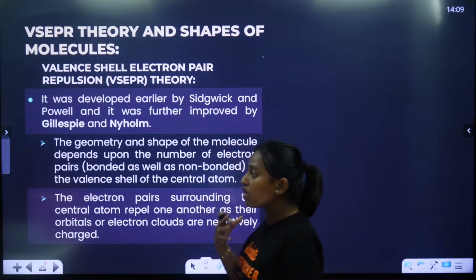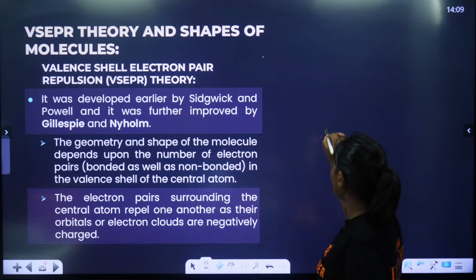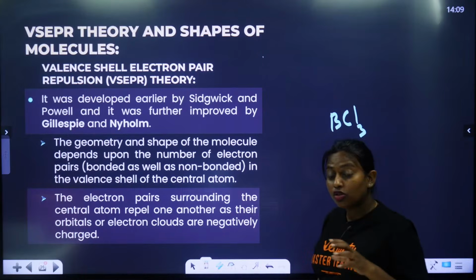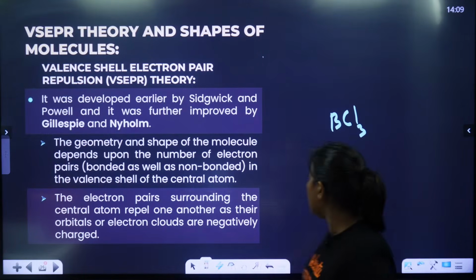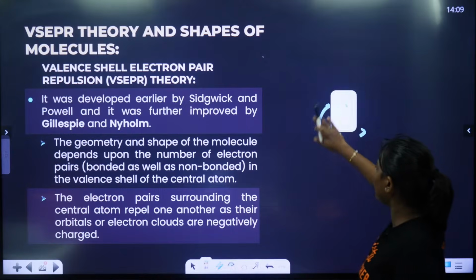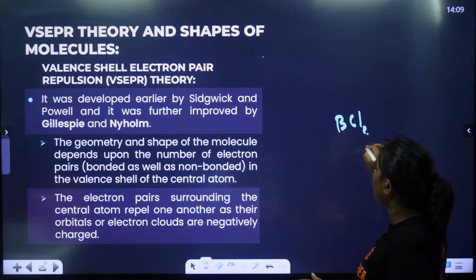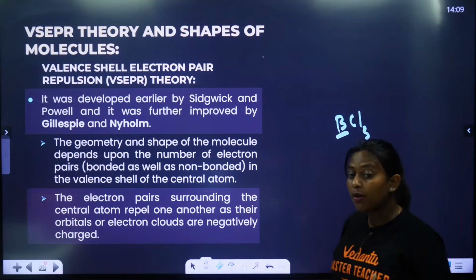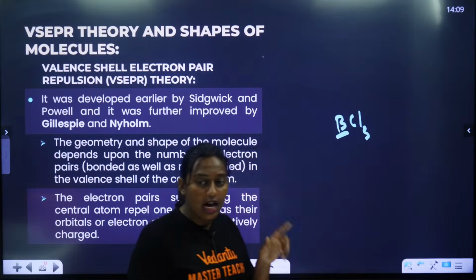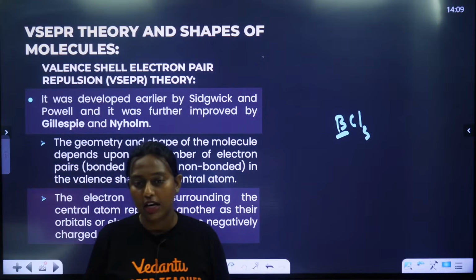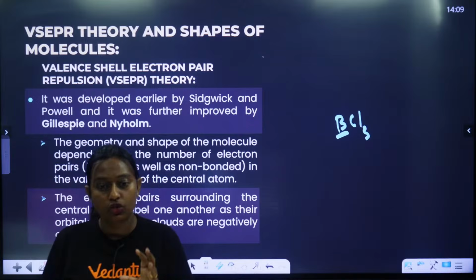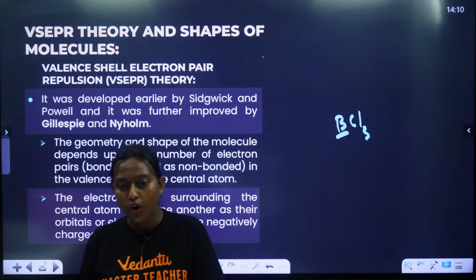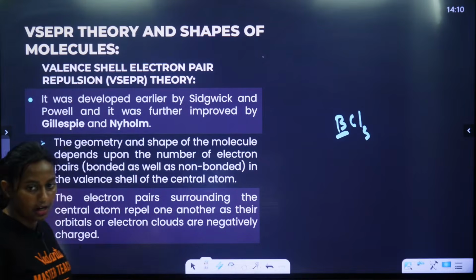When you consider the structure of a molecule, I'm considering BCl3. The structure of a molecule depends on the central atom. Who is the central atom here? In BCl3, B is the central atom. So the structure of a molecule depends on the outermost electrons in the central atom. These outermost electrons contain bond pairs and lone pairs. I will tell you in detail what bond pair and lone pair are.